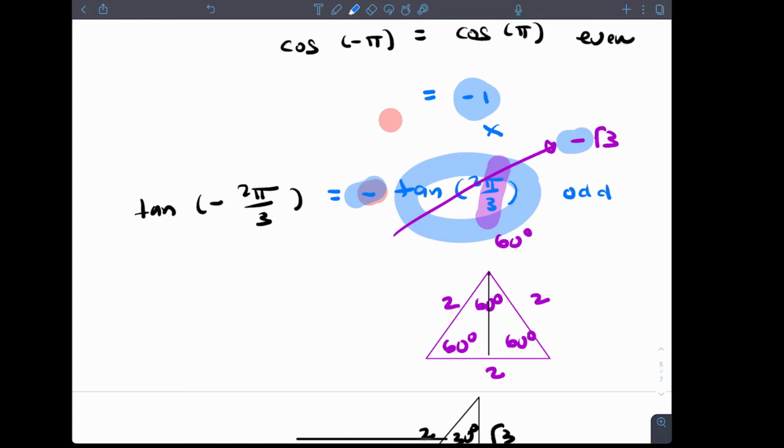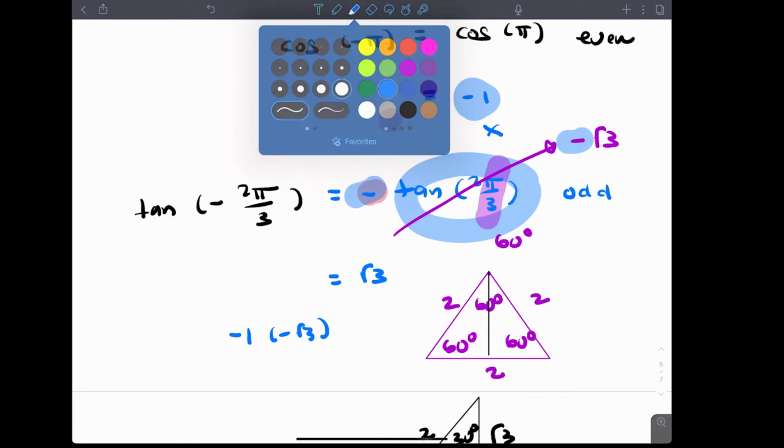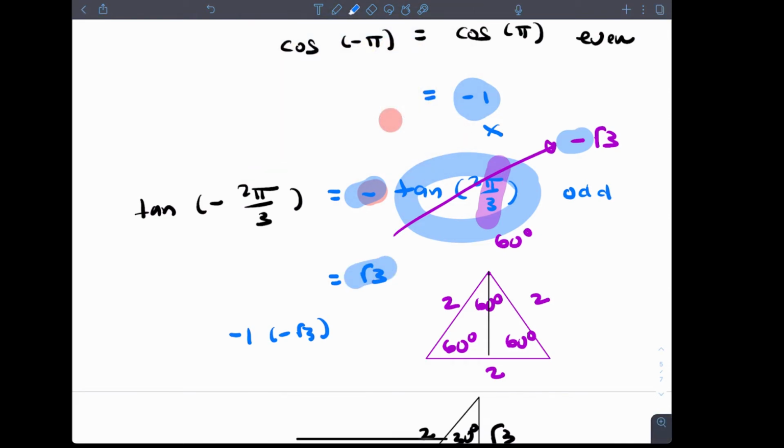Because they asked us for negative 2 pi over 3. What is this going to give you guys? What's the opposite? That's negative 1 times negative square root of 3, which will be what? Positive square root of 3, ladies and gentlemen. Positive square root of 3.